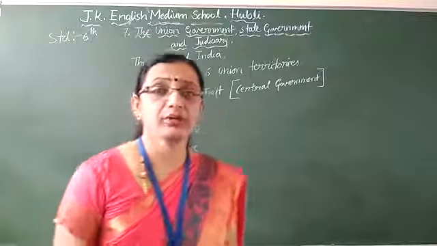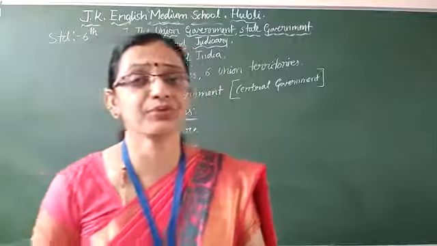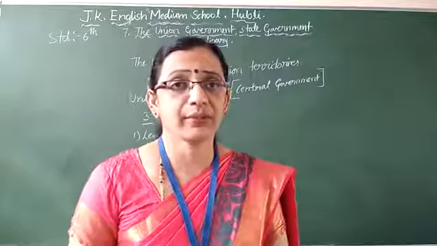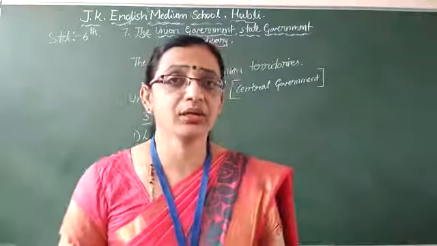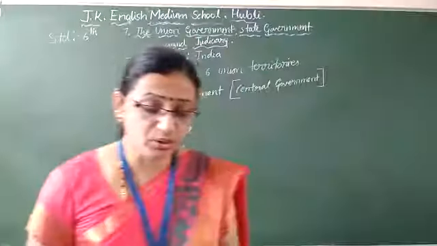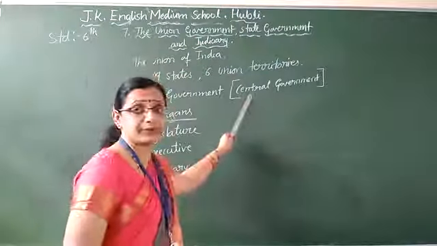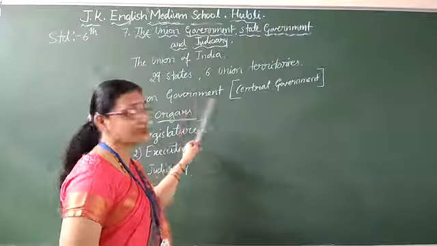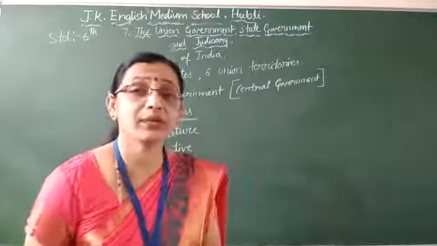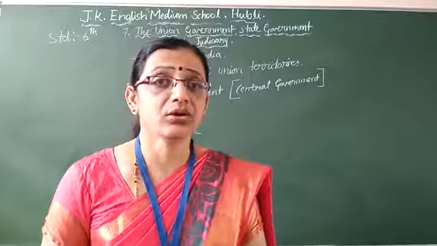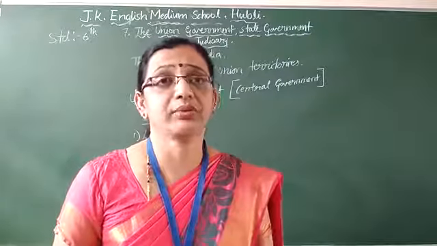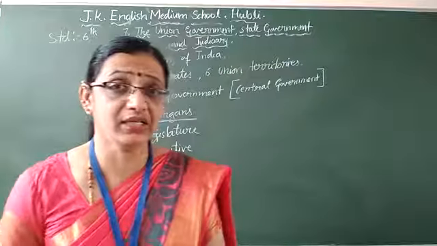See children, in India we have two types of government: the union government and the state government. The union government is also called the central government. It is for the whole of India. This government will do the administration and rule throughout India.